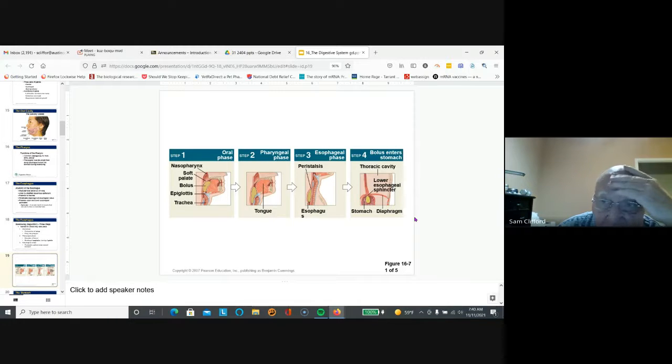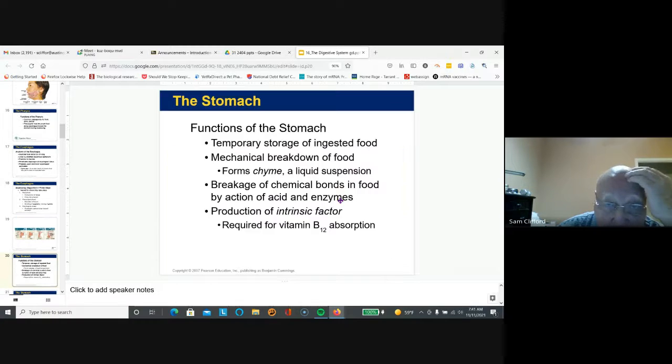Here's a summary of those phases. We're all intimately familiar with this. Enjoy your food, but eat a lot of plants.